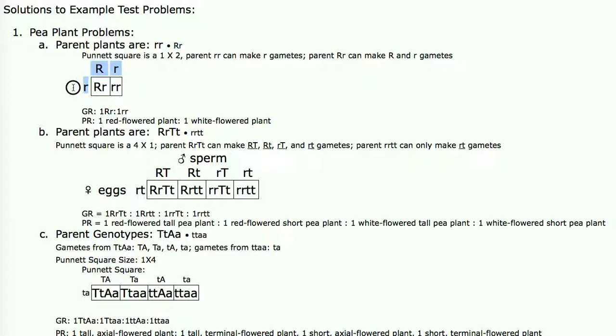The white flowered parent, there's its gamete right there, and the red flowered plant, there are its gametes. When you bring down the column headings and the row headers into the grids, the first offspring is big R, little r, and that's a red flowered offspring, and the second offspring is little r, little r. The genotypic ratio for this Punnett square is 1 of the heterozygous red to 1 of the white, little r, little r. So this is the GR. The PR is one red flowered plant to 1 white flowered plant. Okay, so that's the first problem.